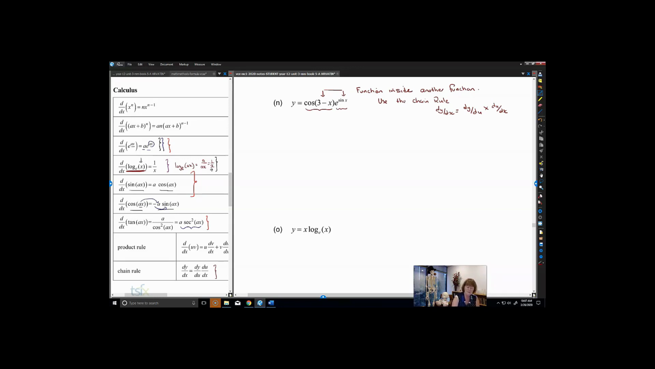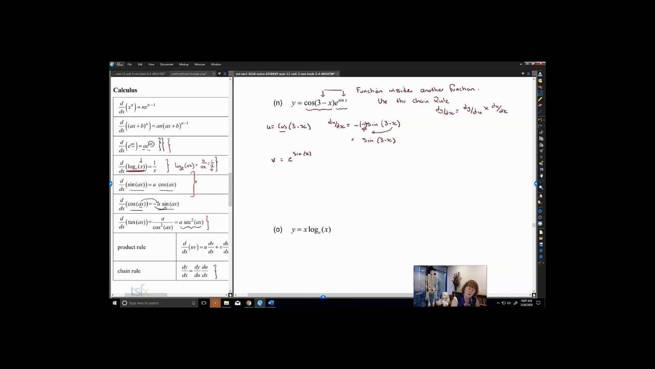sine value, e to the sine, so we'll say u is equal to the cos of 3 minus x. So du dx, we're converting a cos to minus the sine of the angle that we've been given, but we have to multiply that by the derivative of what's inside, which is minus 1. Okay, so the derivative of that is going to be sine of 3 minus x.